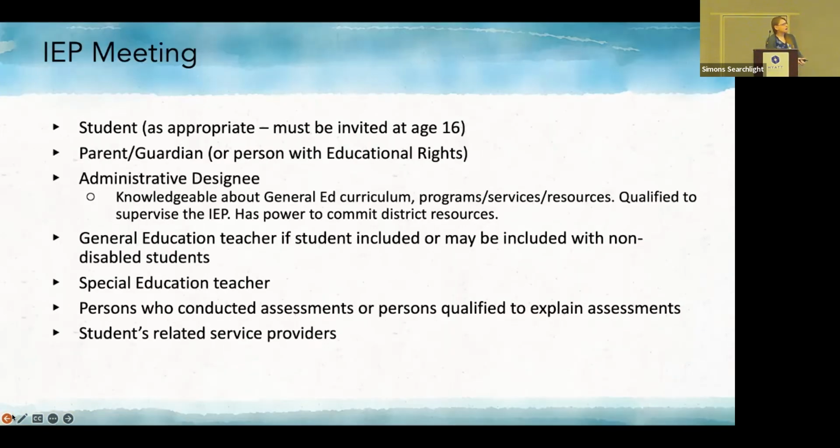And so during the actual meeting, as I mentioned, there are certain people who are required to be there. They can't hold the IEP meeting if they don't, for example, have the administrative designee there. If the assistant principal is out sick and they can't find anybody to cover, then they're actually not allowed to have that IEP meeting until they have all of the people there.